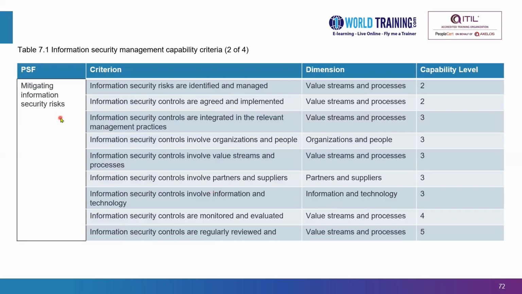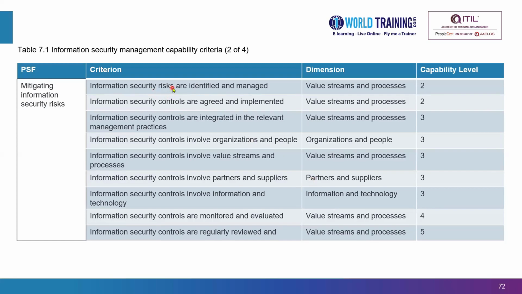We move on to the second PSF, which is mitigating or reducing the information security risks. And we see here the capability levels from 2 onwards, running us to 3, 4, and finally 5. And these are shown from the various dimensions, not just the value streams and processes, but also organizations and people, partners and suppliers, information and technology as well.